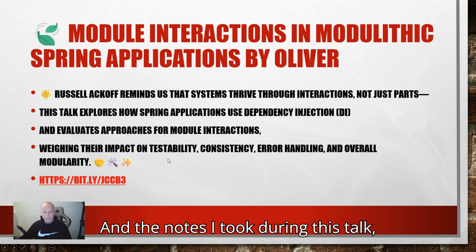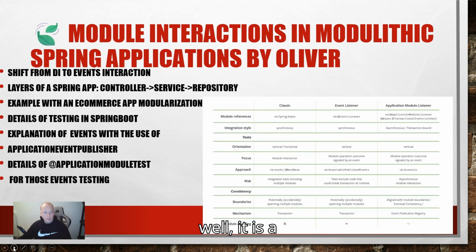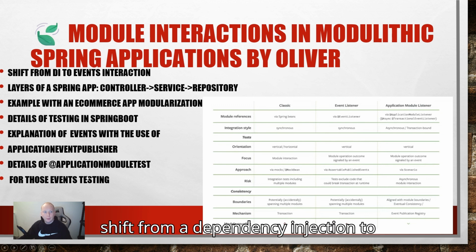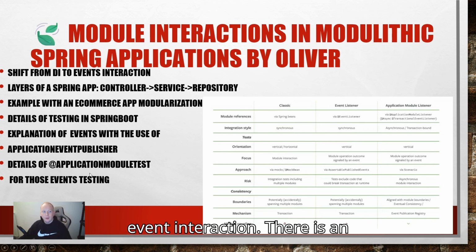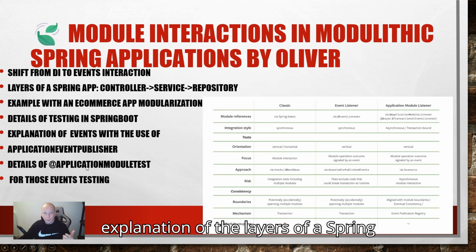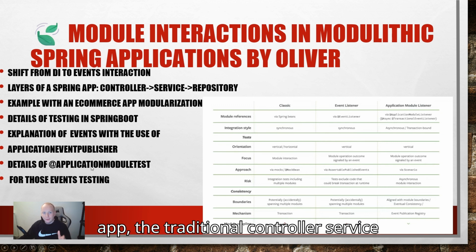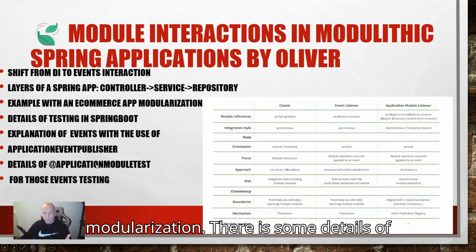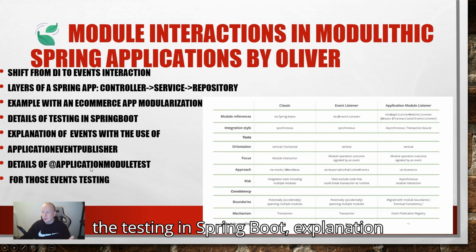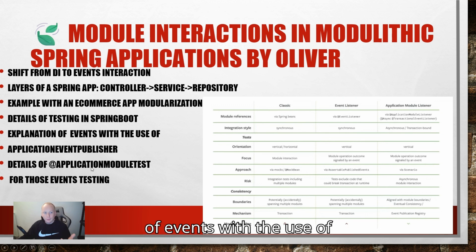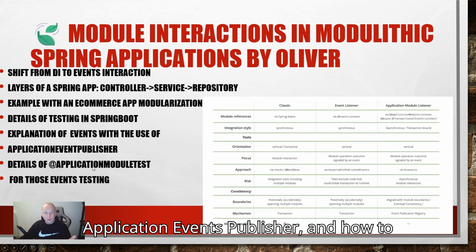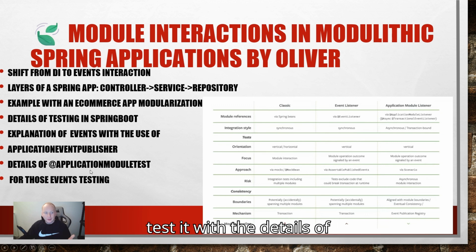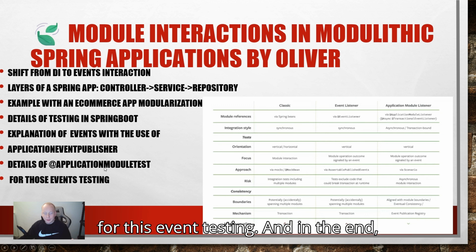And the notes I took during this talk were: it is a presentation to explain how to shift from dependency injection to event interaction. There is an explanation of the layers of a Spring app, the traditional controller, service, repository. Then we have an example with an e-commerce application modularization. There are some details of the testing in Spring Boot, explanation of events with the use of application events publisher, and how to test it with the details of @ApplicationModuleTest and for those event testing.